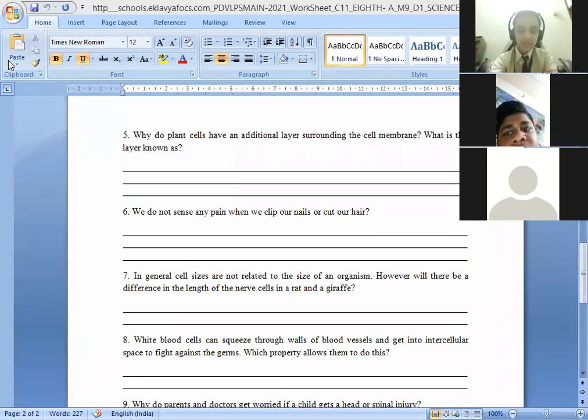Yes, Ansh, want to say something? It provides mechanical support. And I had already told you that during unfavorable conditions, the cell wall helps the plant.